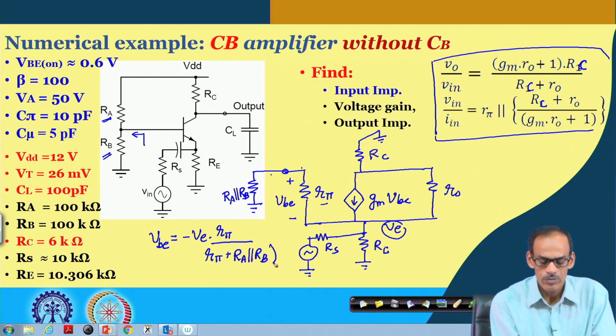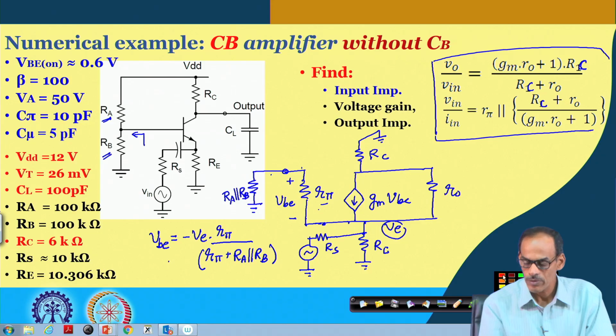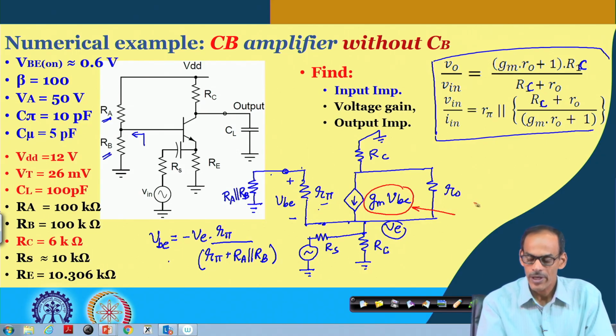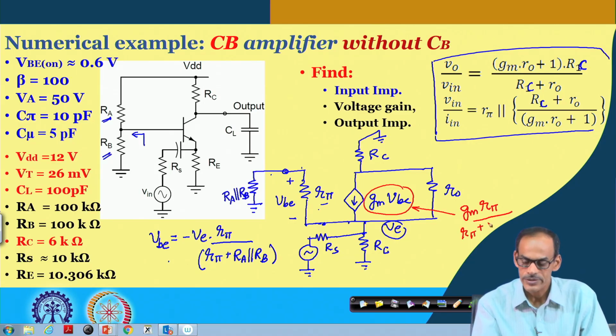If you look at this circuit carefully, with VE here, the voltage available across this R pi is nothing but the potential division of the emitter voltage. Due to this, the gm times VBE we have can be replaced by gm times R pi divided by R pi plus RA in parallel with RB.